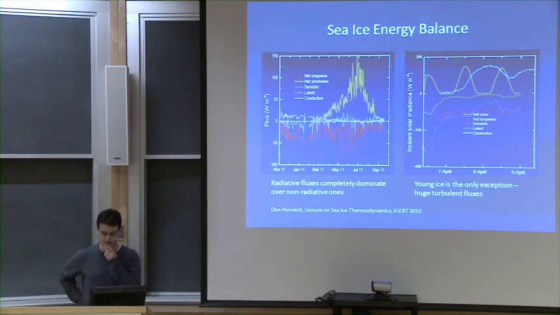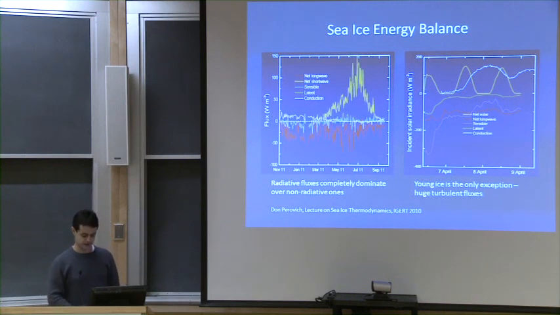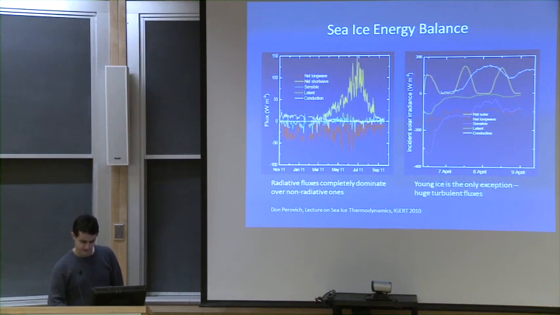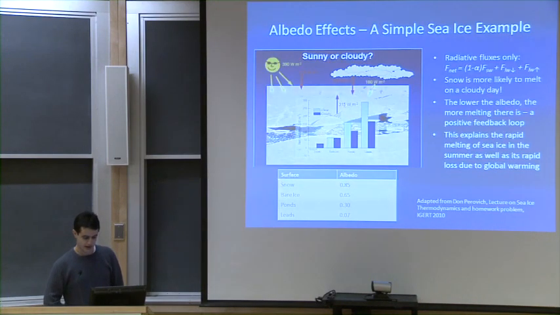The only exception is young ice that has just been formed, and that's this figure on the right. Here you can see that even over the course of just a few days, there are wild fluctuations in all the fluxes. And also you can see that the non-radiative fluxes are quite important. That's the only exception.